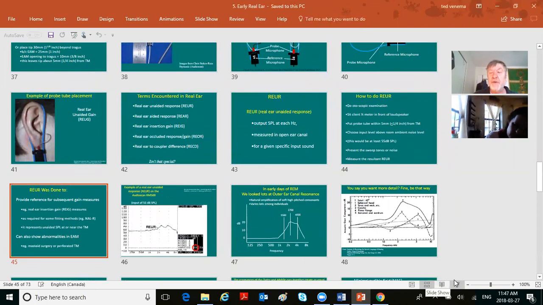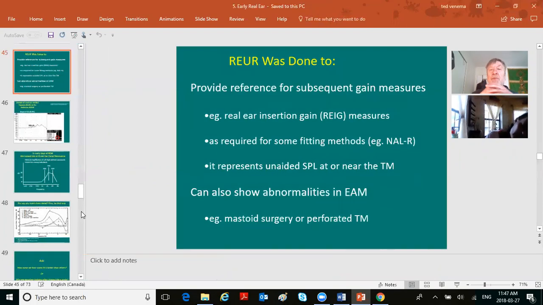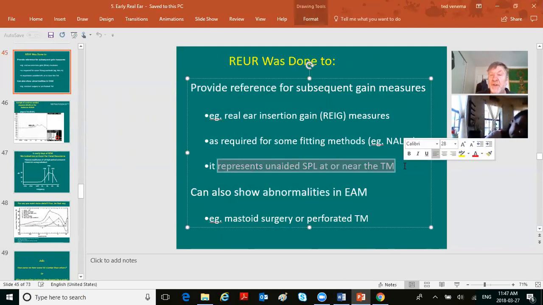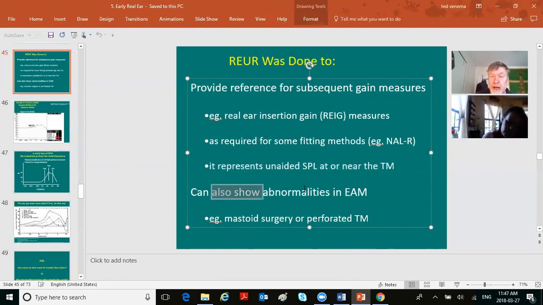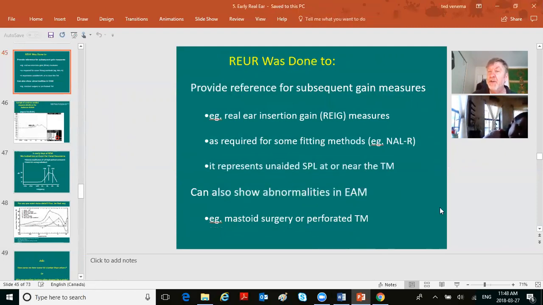REUR was done to provide a reference for subsequent gain measures. In other words, to help you determine real ear insertion gain, as was required for fitting methods like NAL-R, Libby, Berger. And basically, REUR represents unaided SPL at or near the tympanic membrane. It can also show abnormalities in the ear canal. So if a person's had a mastoidectomy, or has a really tiny ear canal or a very large ear canal, you're going to see that in the REUR.